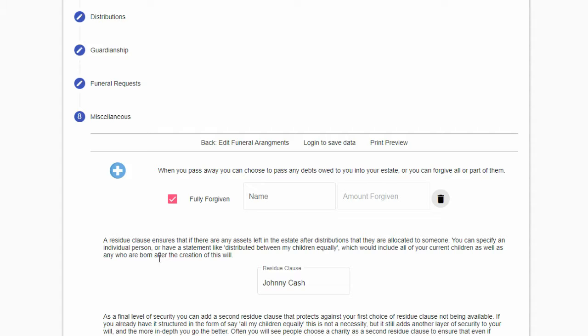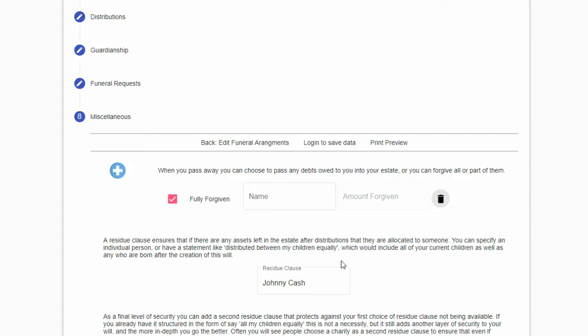And then a residual clause ensures that if there are any assets in the estate, they are distributed. So what a residual clause is: let's say you have 10 beneficiaries, and for whatever reason, some of those beneficiaries are not around to receive their amount. This residual clause will catch that money and it will be distributed to somebody. And so it is basically a catch for if there's nobody around to receive an item or an amount that you have specified.